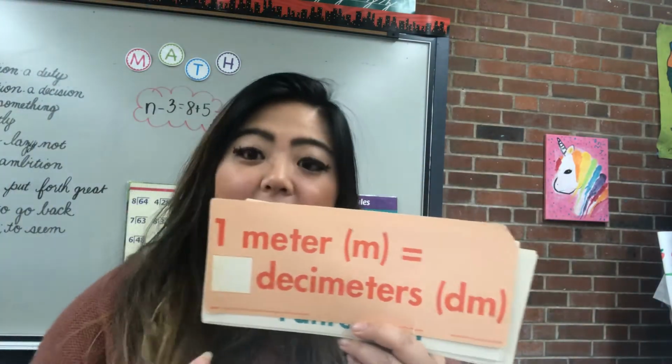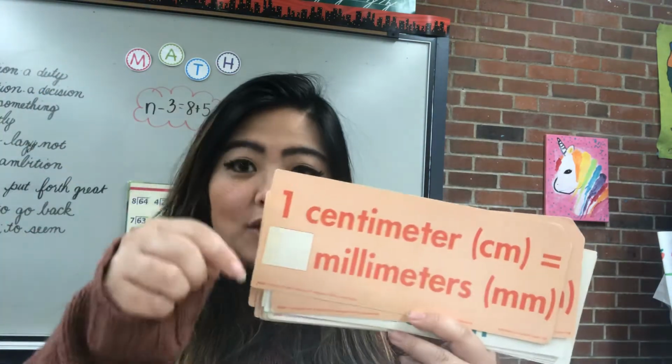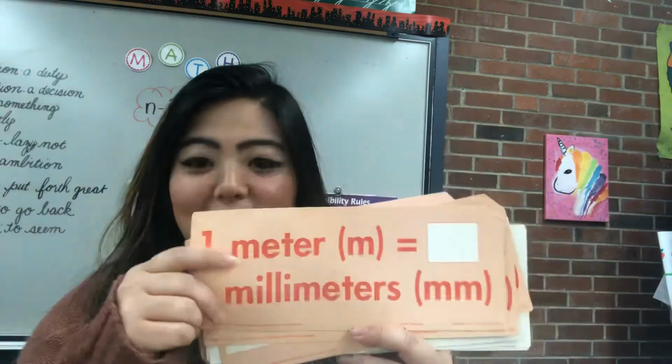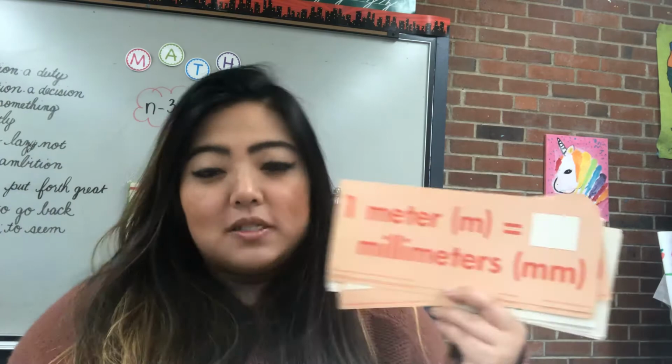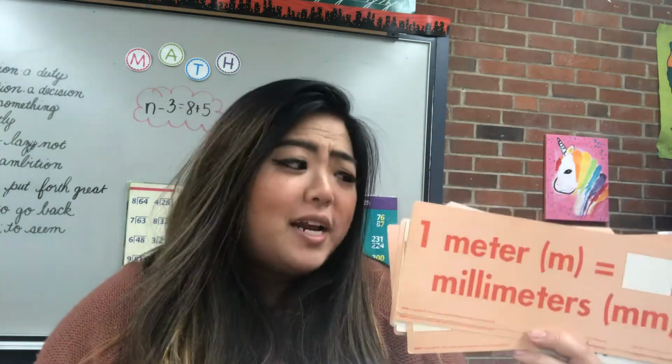Deci, it takes 10 decimeters to equal 1 meter. C to M, right next to each other, it's just 10. It takes 1,000 millimeters to make 1 meter. Some of you are like, why do we do these cards every day? Because I'm trying to ingrain them in your head.